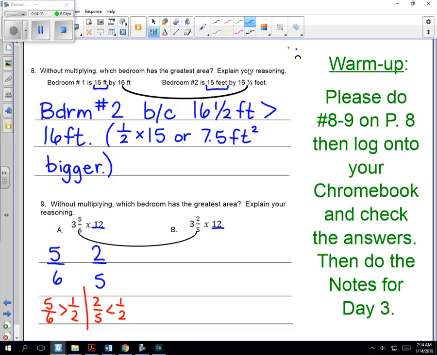So our answer here would be bedroom A because 3 and 5/6 is greater than 3 and 2/5. To find out how much more, this one's a little bit more difficult, I wouldn't ask this one. You would have to find the difference between 5/6 and 2/5, and then the product of that times 3. We're not going to go ahead and do that.